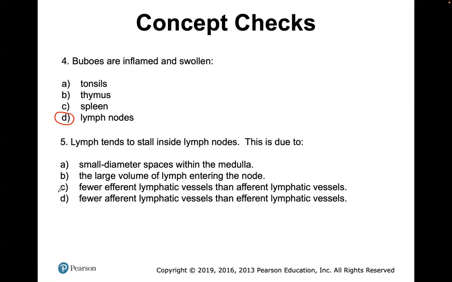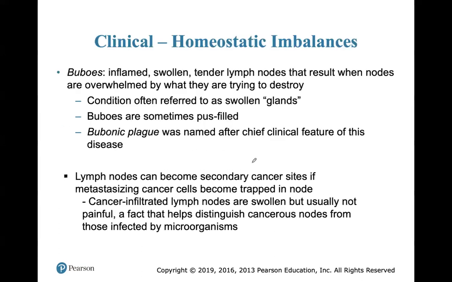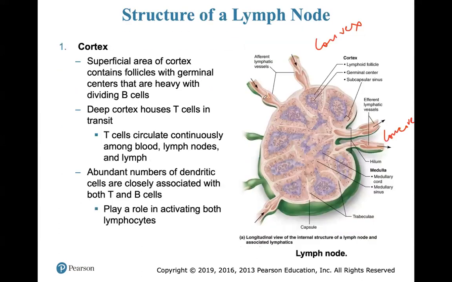Because the entry point is more compared to the exit point, which means there are fewer efferent vessels compared to the afferent. We just spoke about this. The afferent, the entry point, is more in the convex side compared to the exit efferent vessel in the concave side, in the hilum. Okay.